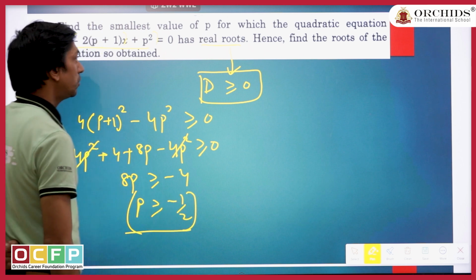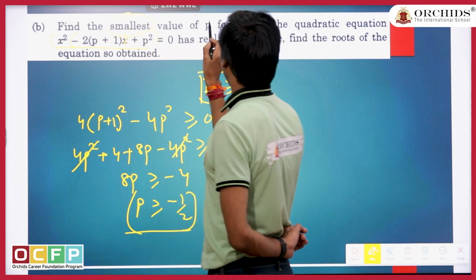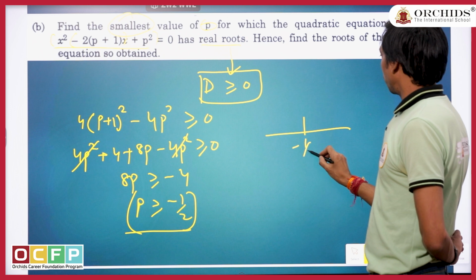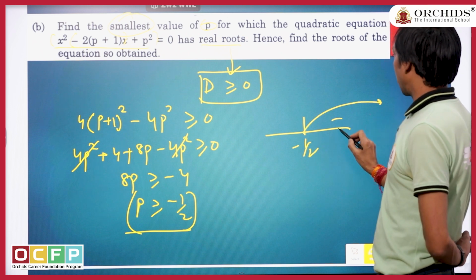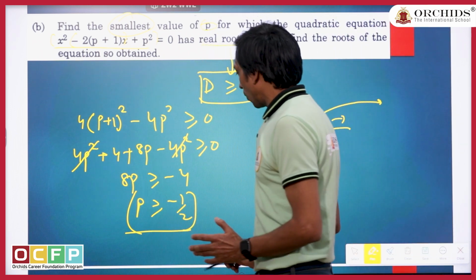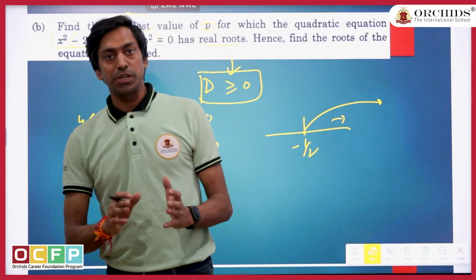But we are interested in the smallest value of p. If this is minus 1 by 2, then on this side all the values are greater than minus 1 by 2. We are interested not in the greater values but the least value. The least value means p should be equal to minus 1 by 2.